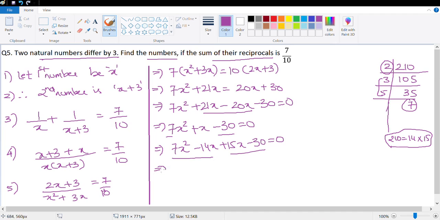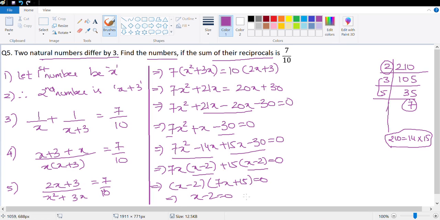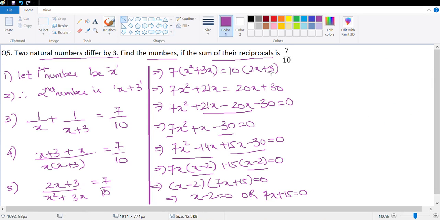Grouping it the way I have underlined, 7x times (x minus 2) plus 15 times (x minus 2) is equal to 0. x minus 2 is common, so this is (x minus 2) times (7x plus 15) is equal to 0, which means x minus 2 is equal to 0 or 7x plus 15 is equal to 0. Let's just erase this part.